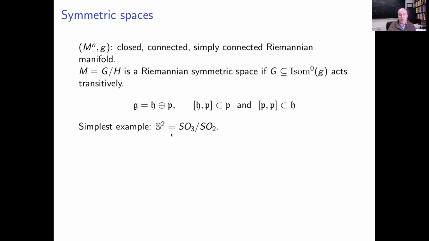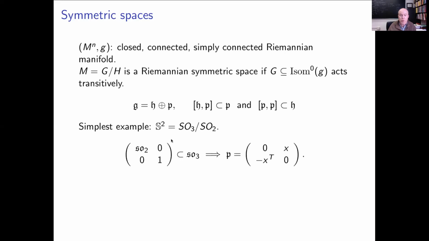A simple example to bear in mind is the two-sphere. You can pass from any point on the two-sphere to any other point by taking a rotation in three-dimensional space. So this is a transitive action. And what's the stabilizer? Well, if you take the North Pole, what's the stabilizer of the North Pole? There's a whole circle you can rotate around that fixed axis. So this gives you a description of the two-sphere as a homogeneous space.